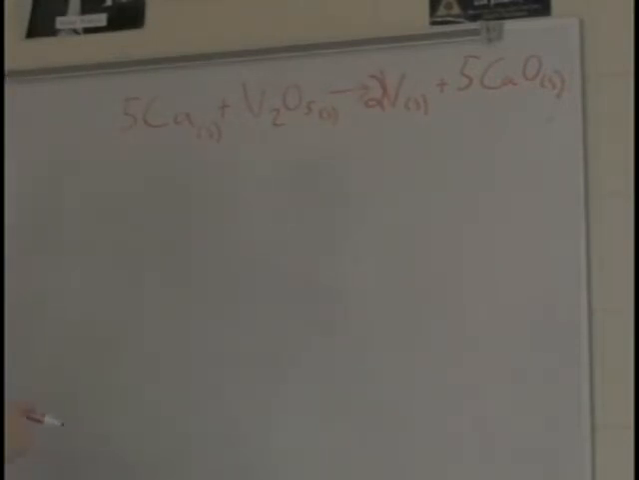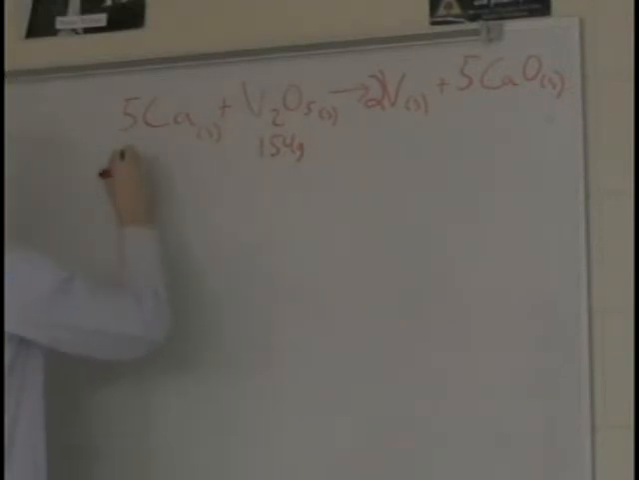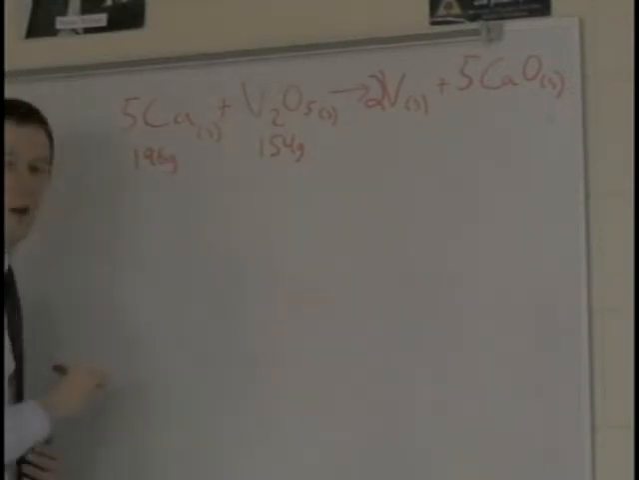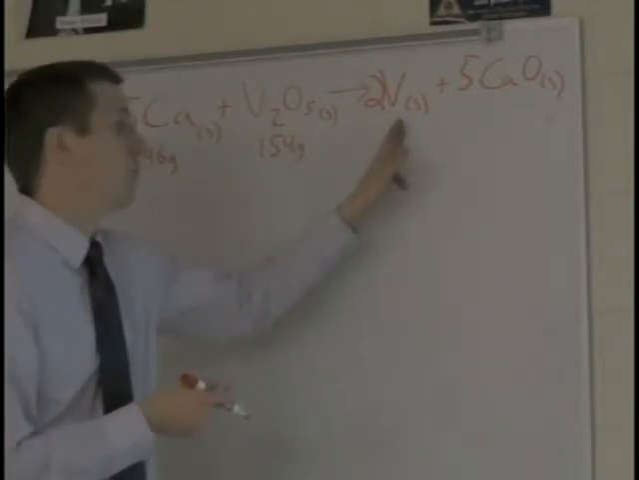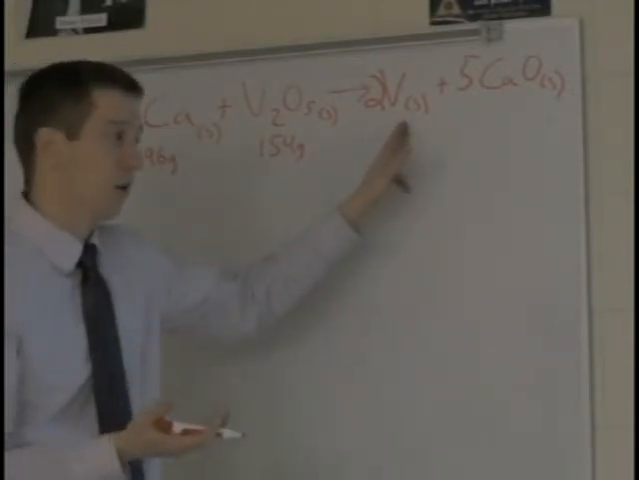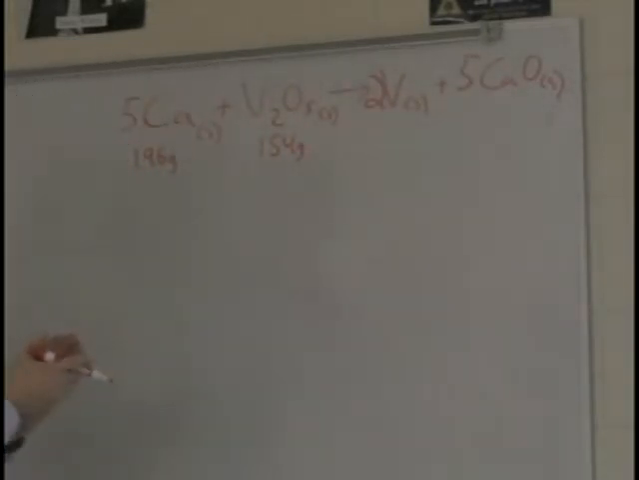I am given 154 grams of the vanadium(V) oxide. I'm given 196 grams of the calcium. I'm going to start with the grams of calcium and solve for the grams of vanadium(V) oxide. That will help me determine which one is the limiting reagent. Once I'm done with that, then I will start with the limiting reagent and solve for how many grams of vanadium were obtained. That will be my theoretical yield. I can compare that to the actual yield in the problem. That will give me my percent yield.